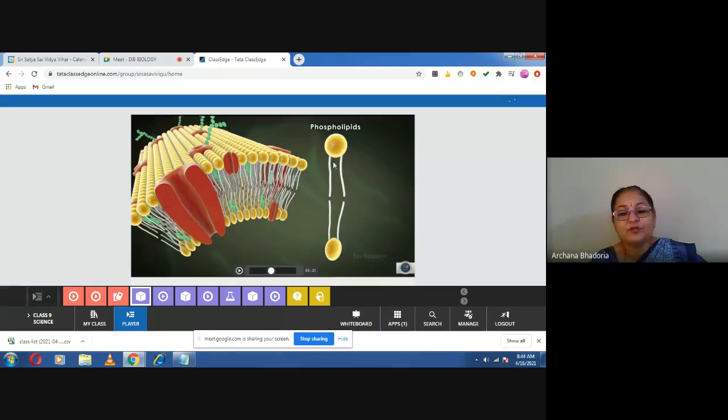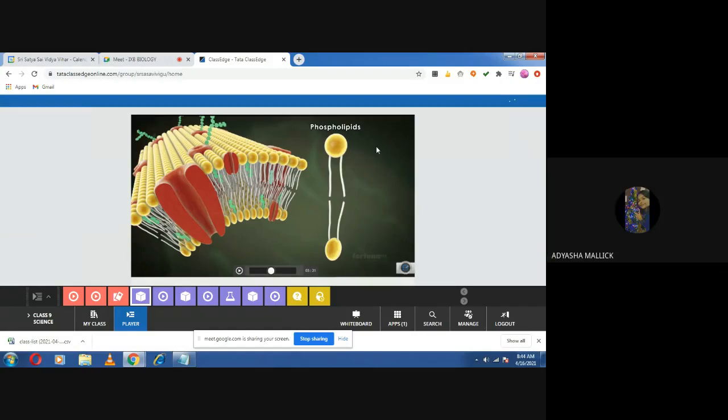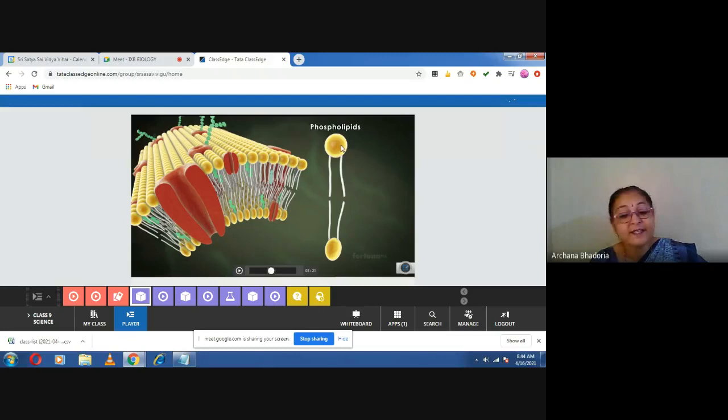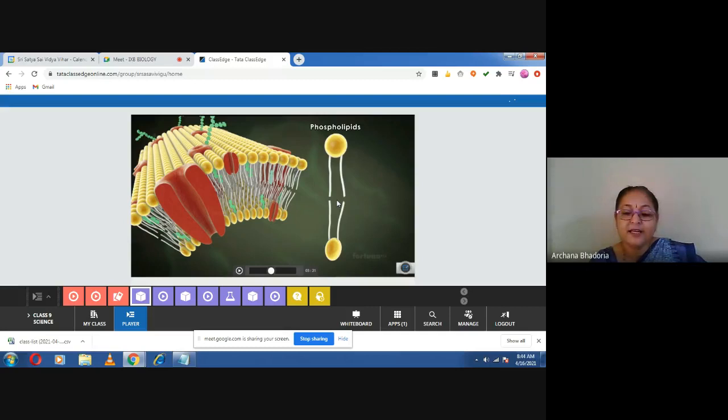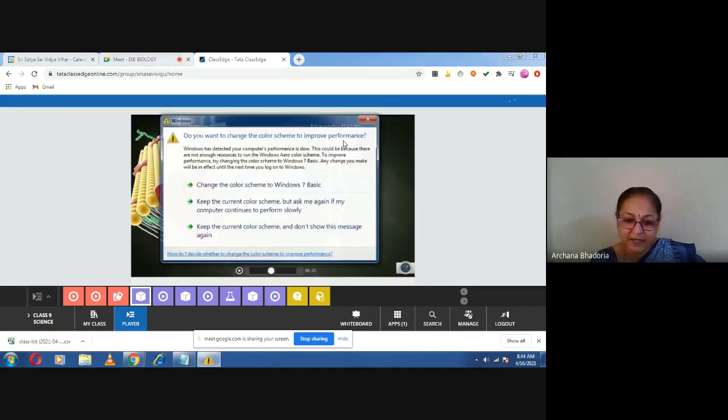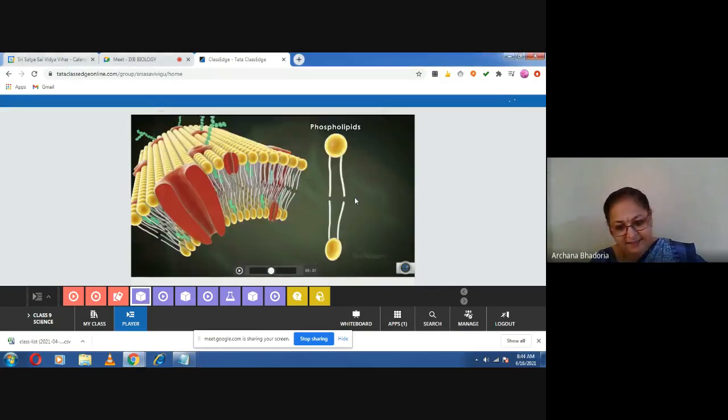Phospholipid molecules are having the head and the tail. The head is hydrophilic and the tail is hydrophobic. इसलिए तो वो बाहर से दूर है. So the tail is hydrophobic and the head is hydrophilic. So they are facing like this.